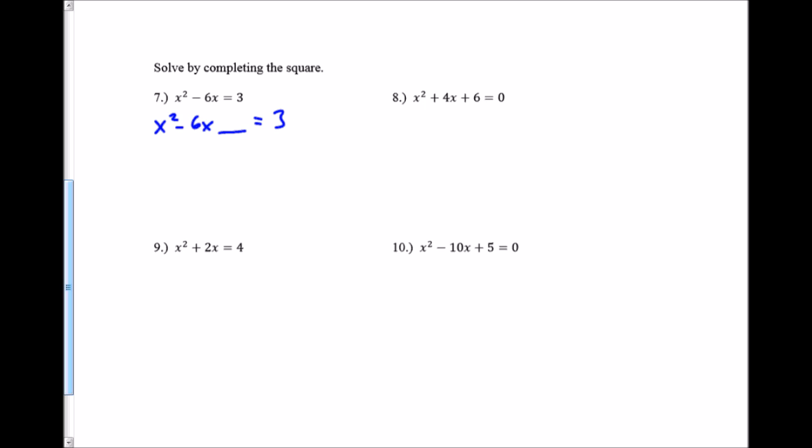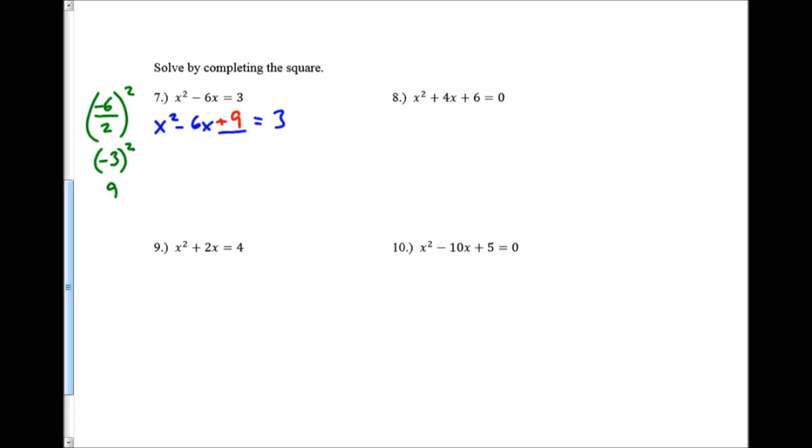Okay, I'm going to pick a c value that gives me a perfect square trinomial. To find that, I just take the b value, I divide it by 2, and then I square it. So the b value this time is a negative 6. I'm going to divide that by 2, and then I'm going to square that whole thing. So negative 6 divided by 2 is a negative 3. Negative 3 squared is a positive 9. So to complete the square, I have to add a 9 right here.